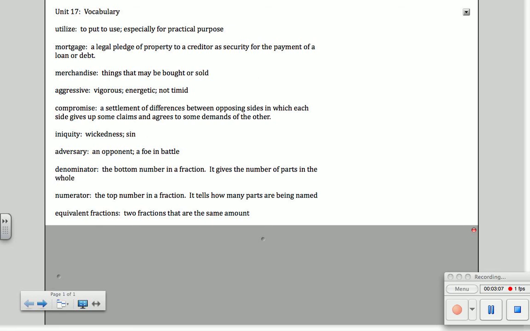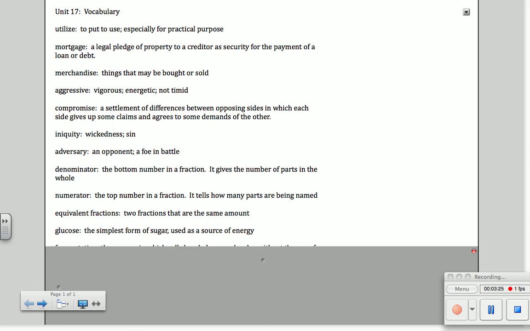Equivalent fractions, you can see equivalent has the prefix like equal, meaning the same. Equivalent fractions are basically two fractions that are the same amount. Different numbers, but they actually equal the same.